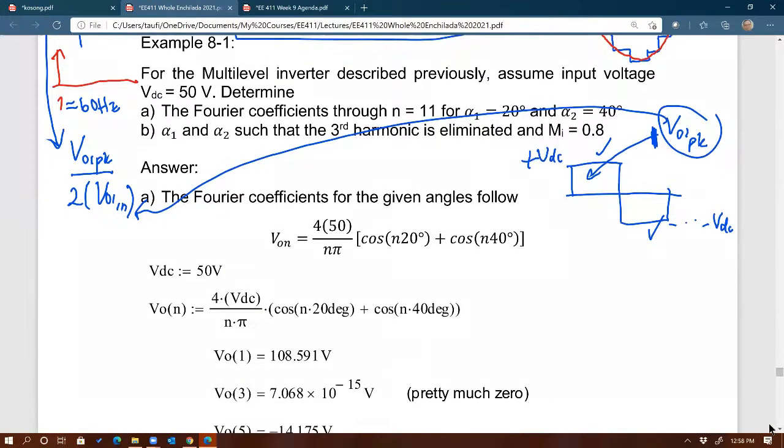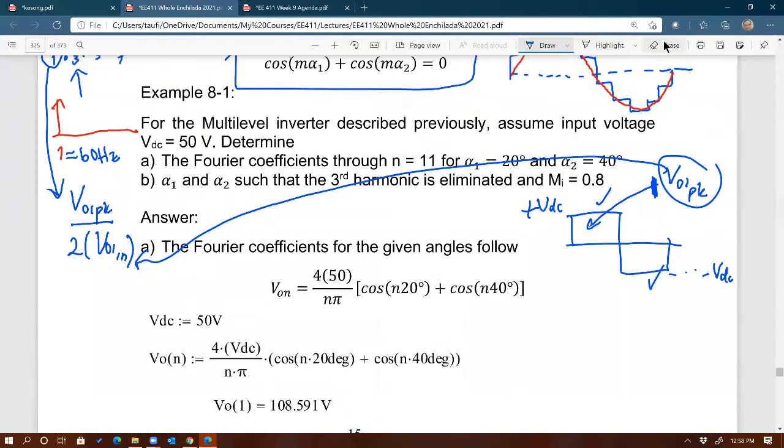All right, so then let's see. Here's an example. Let me erase this. So you see we have, for this example, a multi-level inverter, input voltage 50 volts. Determine the Fourier coefficients through n equals 11, for alpha 1 equals 20 degrees and alpha 2 equals 40 degrees. So those are the alphas. And part B, determine alpha 1 and alpha 2 such that the third harmonic is eliminated and the modulation index is 0.8.